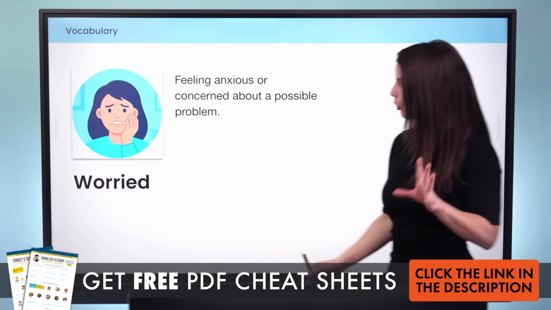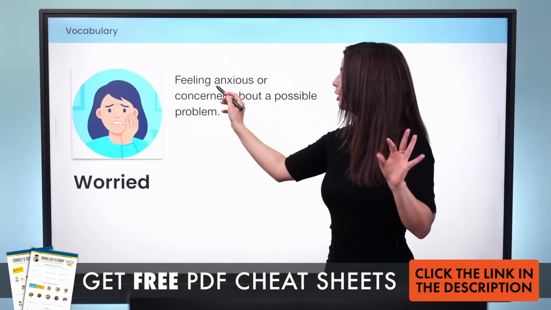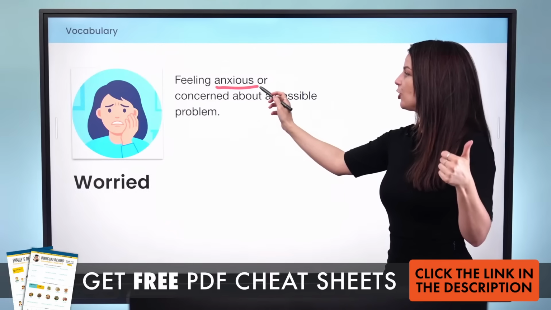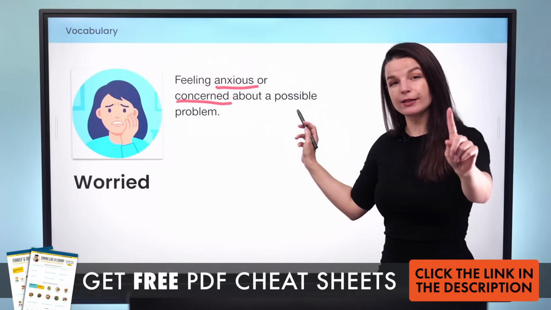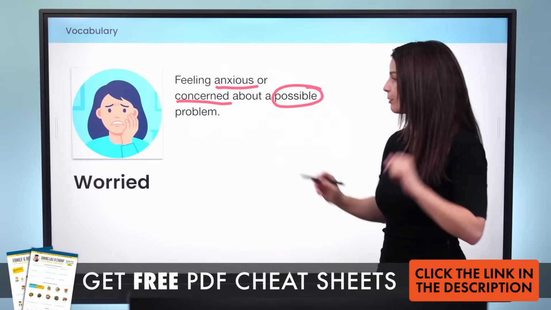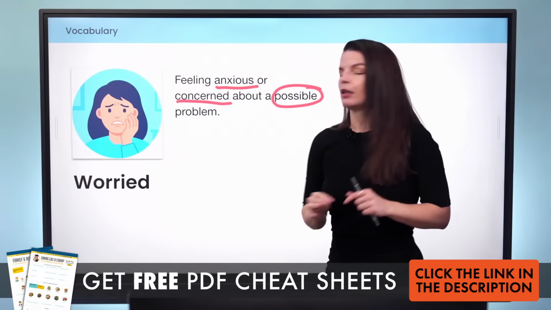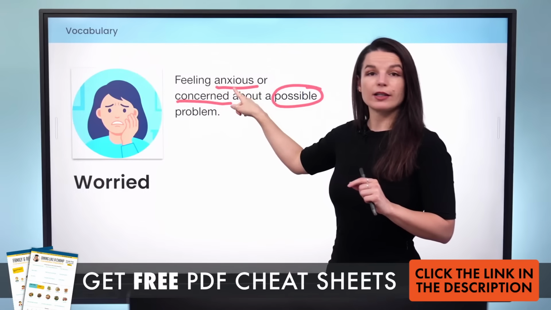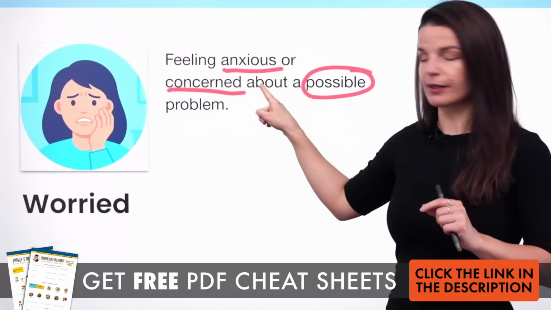Worried. Okay, worried. This one we're going to compare later to this word, anxious, later in the lesson. Feeling anxious or concerned about a possible problem, okay? This is an important keyword here, possible problem. Worried means, actually, let me backtrack. Worried and anxious are very similar. We're going to talk about anxious later in today's lesson.